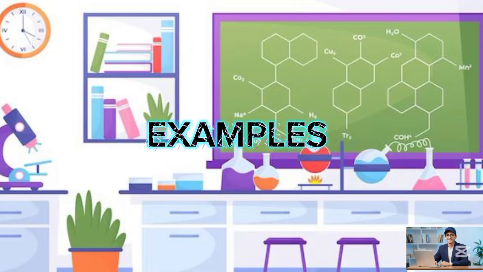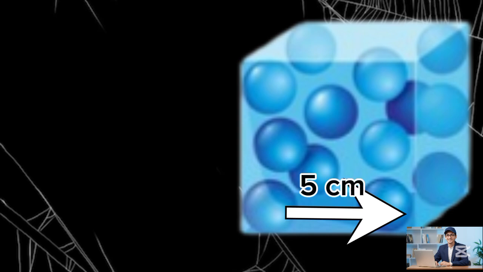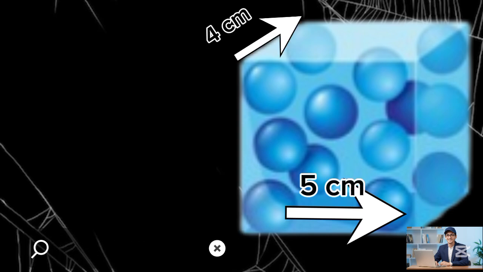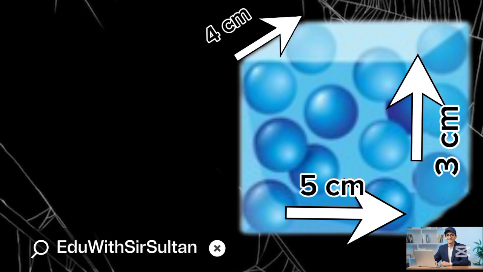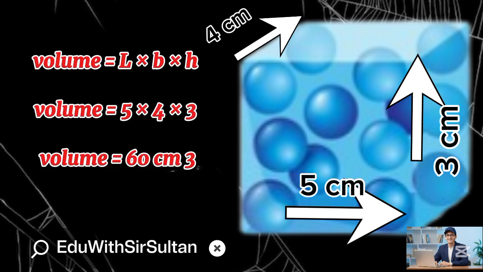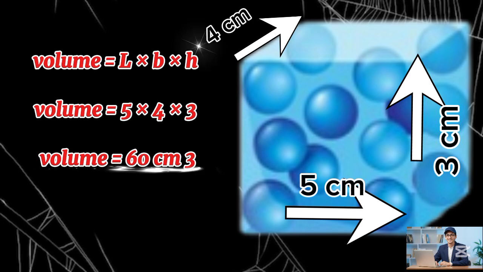Let's see some examples. Example 1. A box has length 5 centimeters, width 4 centimeters, and height 3 centimeters. Volume equals 5 multiply 4 and multiply by 3. The answer will be 60 cubic centimeters.